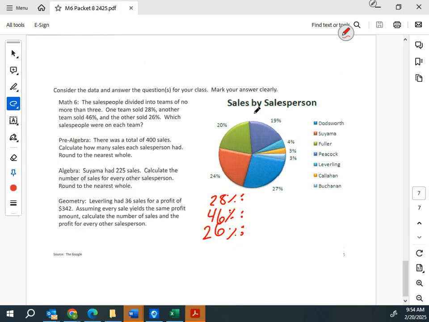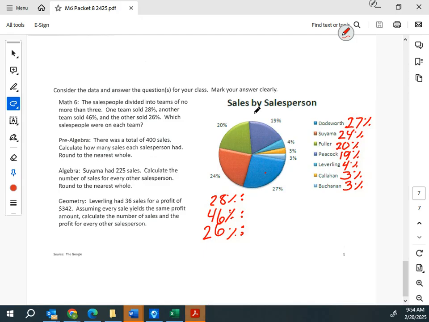So Dodsworth is at the top. He is that biggest section. He is 27%. Next is Tsuyama, who's 24%. Then we have Fuller is 20%. Peacock is 19%. Leverling is 4%. Callahan and Buchanan are both 3%.